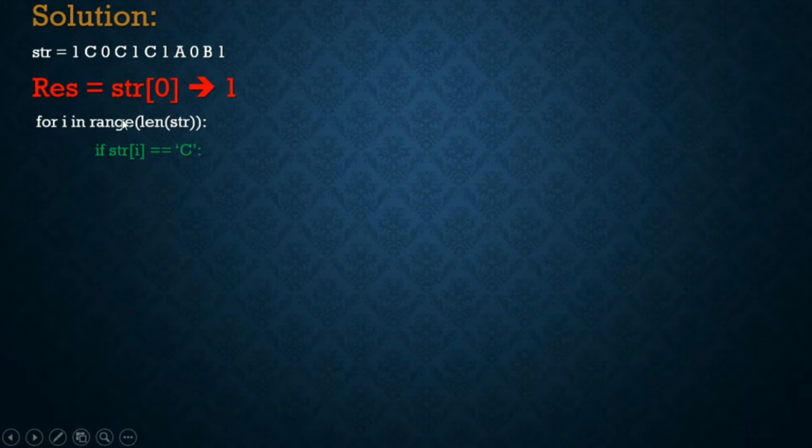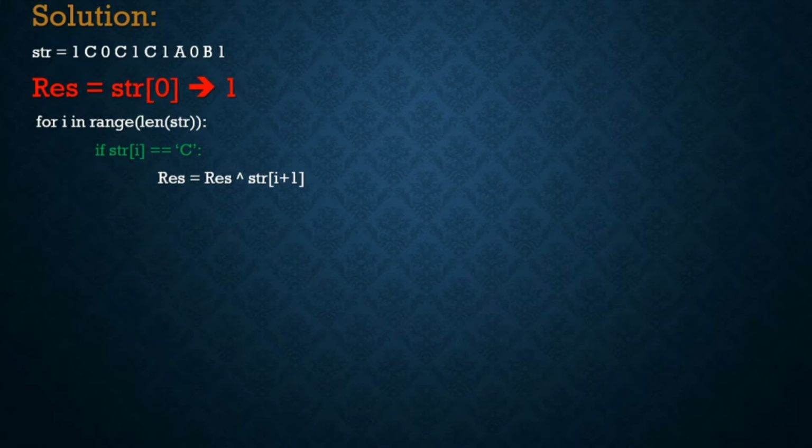I have already stored the value 1 to a variable called result. Now I need to perform XOR operation with result and the value that is present after this C. Here C is string of I and 0 is string of I plus 1. So I am performing XOR operation and storing the result to the variable res only.